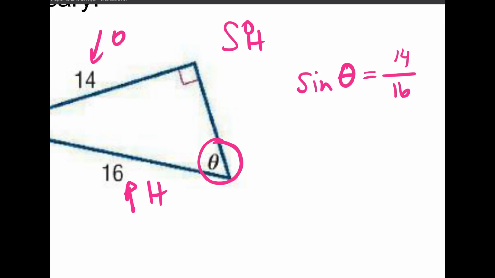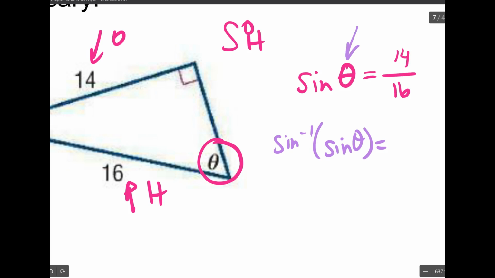How would I get my angle by itself? How do I solve for the angle? Multiply by 16. Divide. No. How do I get rid of sine? Oh, I take sine inverse of both sides. How do you know when you need to do that? When I'm solving for the angle, I do sine inverse. When this is the unknown, when I'm solving for the angle, that's when I do the inverse.